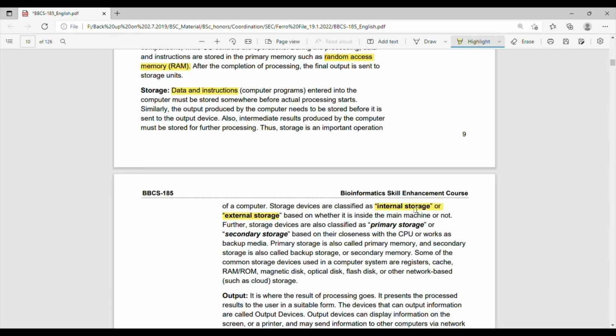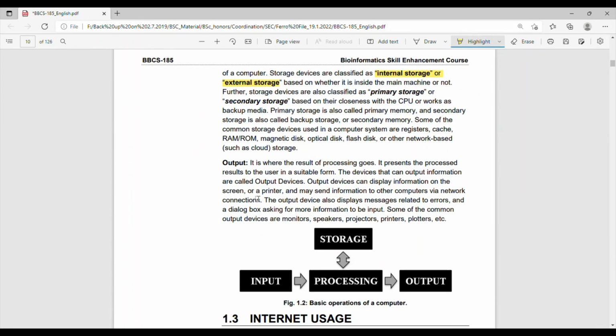Internal storage means the hard disk that is present inside the computer, and external storage is your pen drive. You can imagine DVDs, or any external hard disk you use; they are external storage devices. Further, after storage, another operationally important aspect is output.